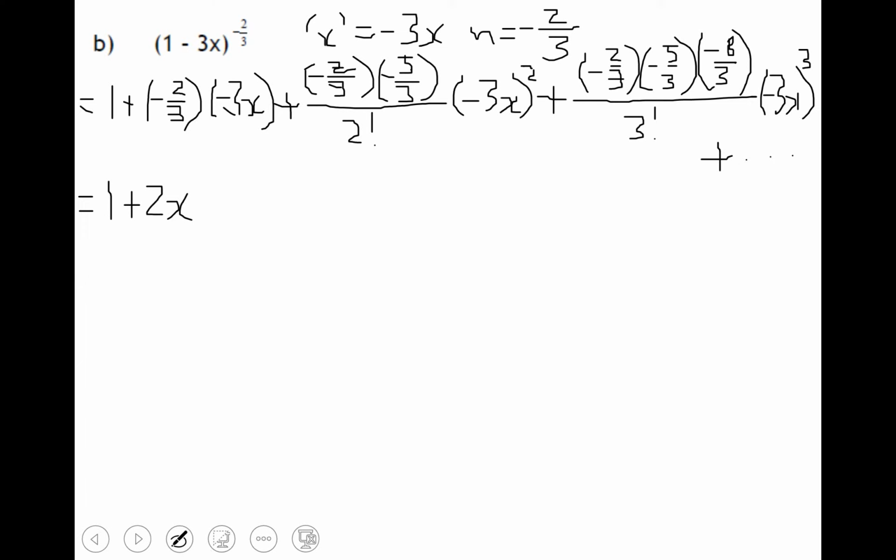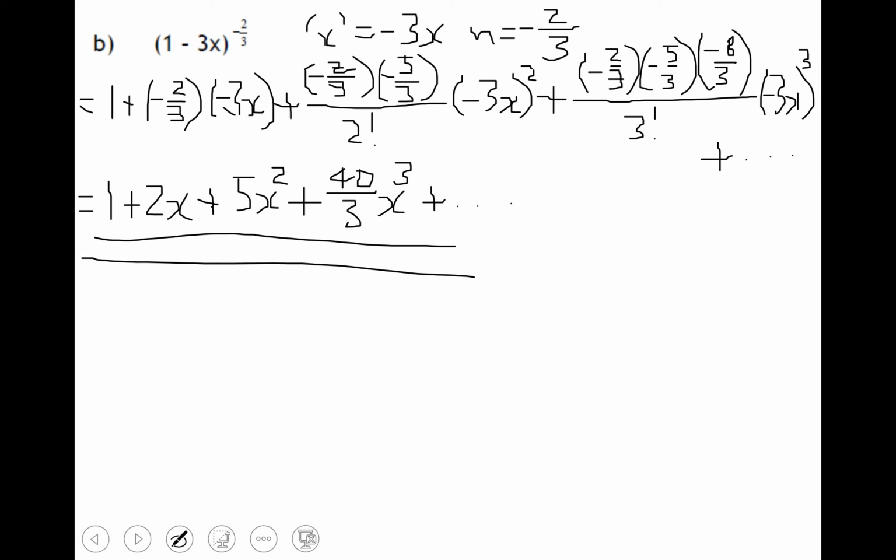we're going to get 5x squared. Next term, minus 3x all cubed will give us minus 27x cubed. So all the minuses will cancel out, so we'll get plus. If we stick it all into the calculator, we'll get 40 over 3 x cubed, plus dot dot dot.